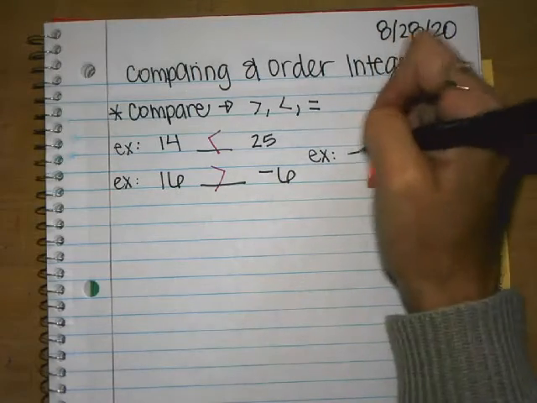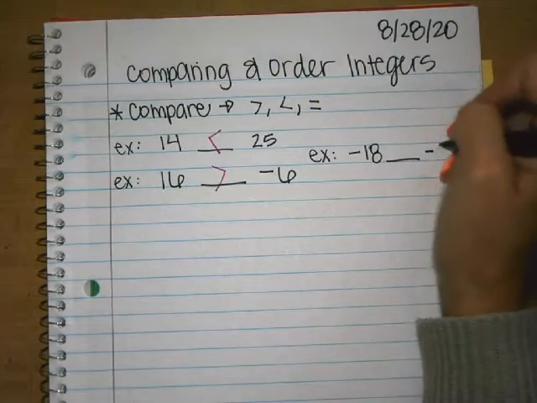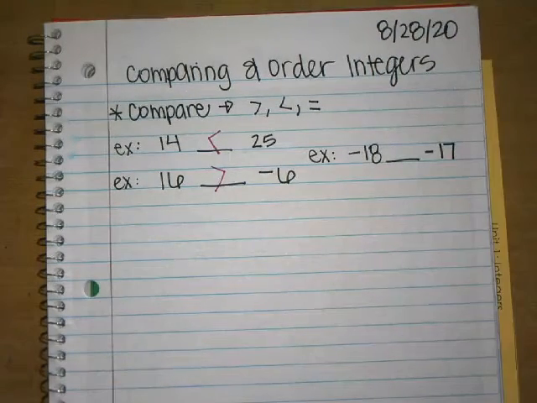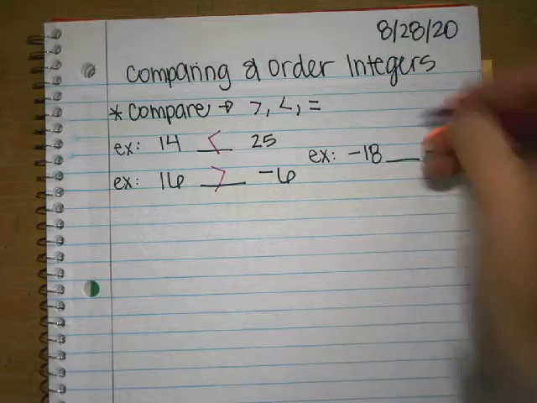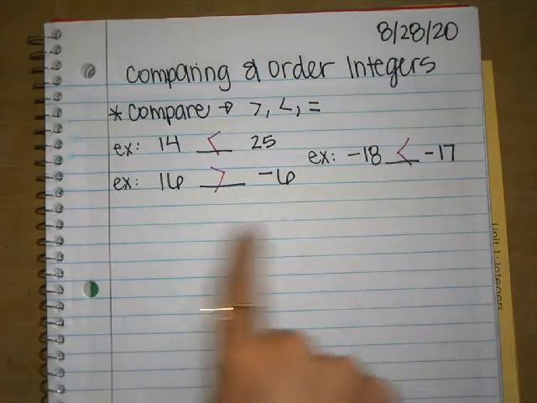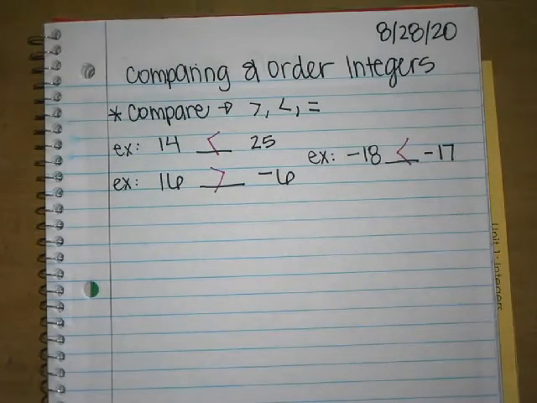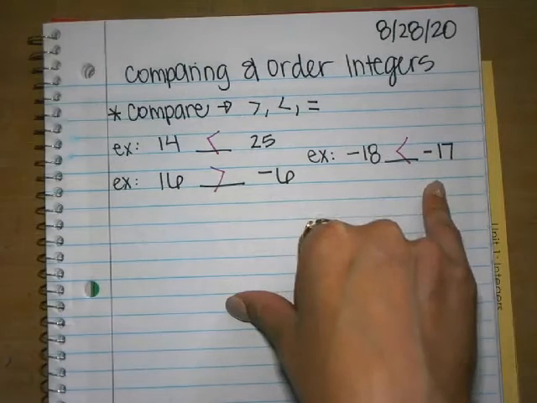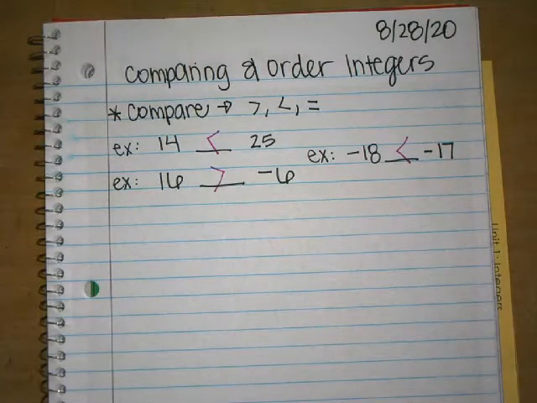Last one, if I have -18 and -17, is -18 greater than, less than, or equal to -17? It is less than. Everyone always gets the first two because those are simple. The last one students like to mess up on. So remember, negatives are opposite of positives. The closer the number is to 0, the bigger the number is. The smaller the negative number in your eyes is technically the larger number. Questions on comparing?